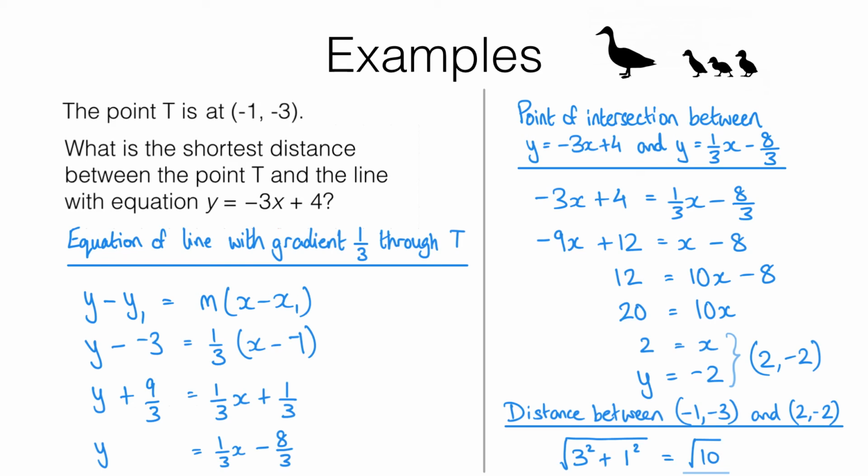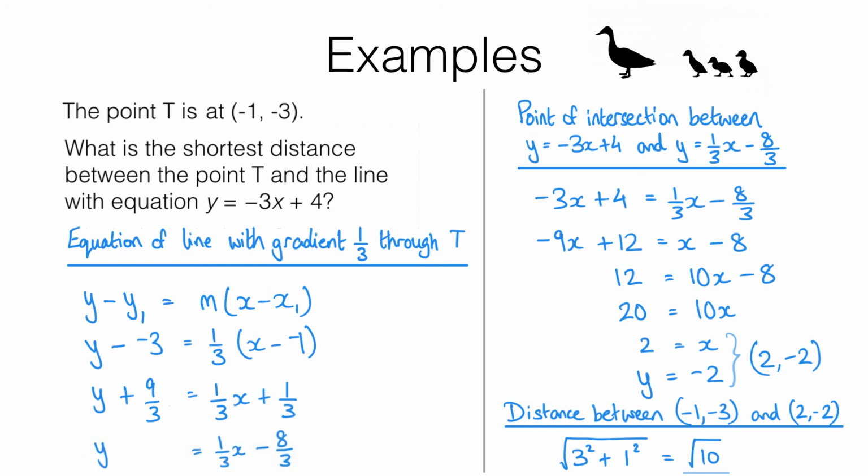To find the distance between the 2 points in this question, we needed to know the coordinates of both of those points. Now, we got given the coordinates of t, that was negative 1, negative 3, but we didn't have the coordinates of the point on the line that was closest to t. So to work that out, we had to first find the gradient of the original line, that was negative 3. Then we used that to work out the gradient of the perpendicular line, which is positive 1/3. And then worked out the equation of the line with that gradient through t. The equation of the line with gradient of 1/3 through t was this here.